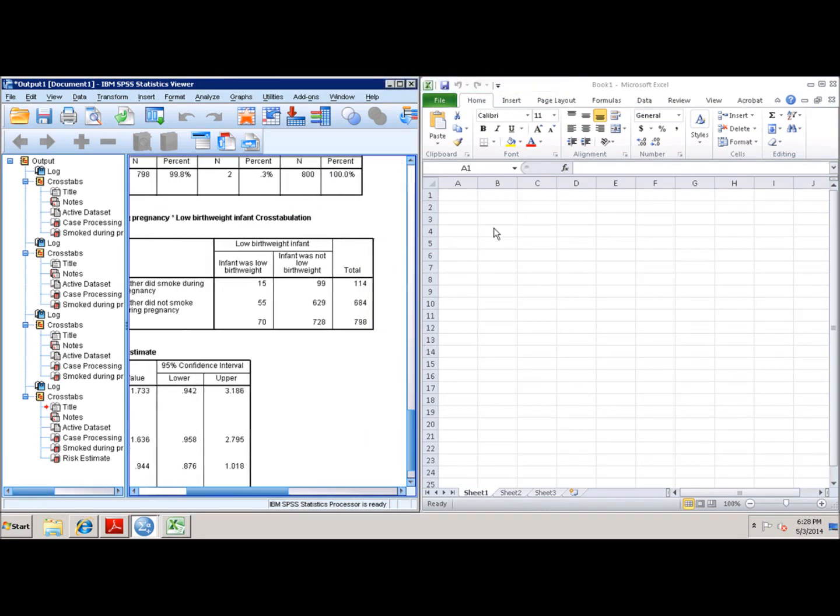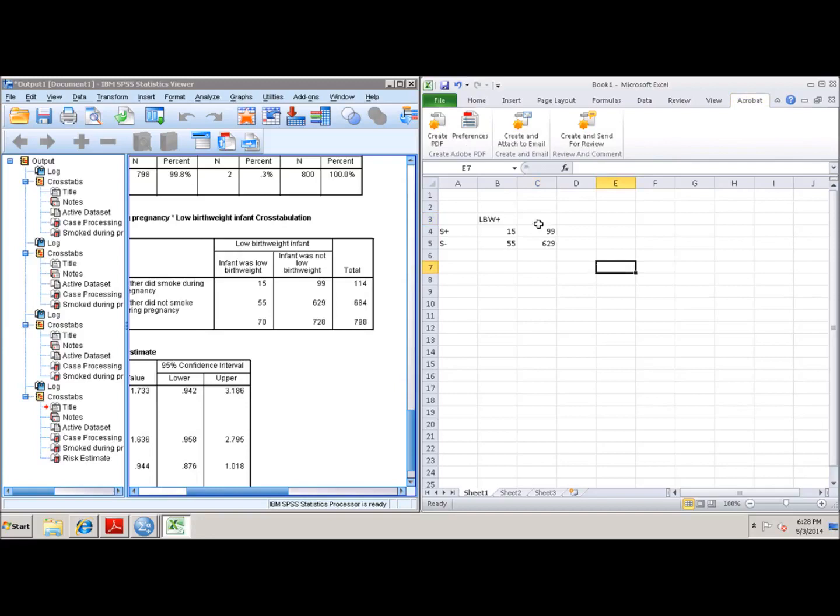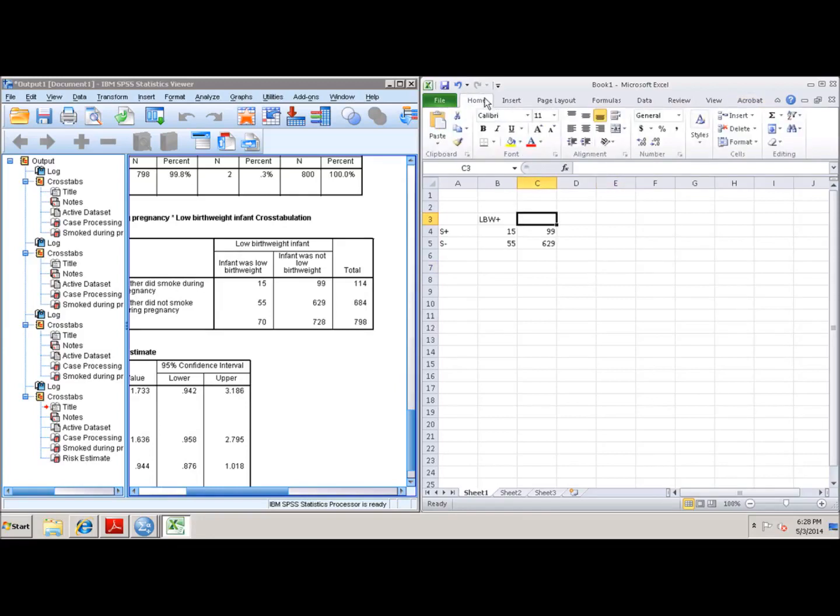It's a simple calculation. We can enter our data, first of all, 15, 55, 99, 629. So this is smoked. This is did not smoke. This is low birth weight, yes. And low birth weight, no. Oops, sorry.